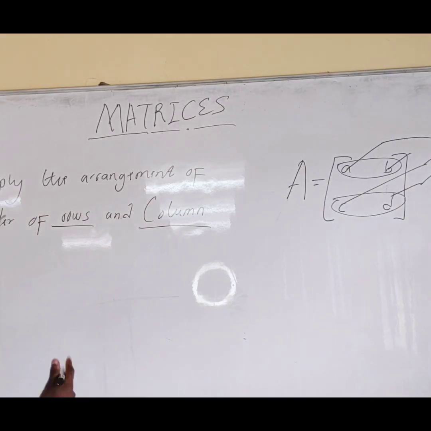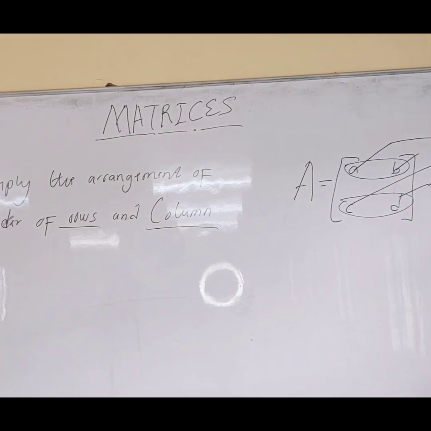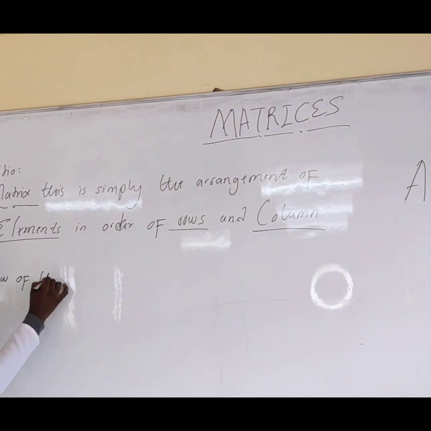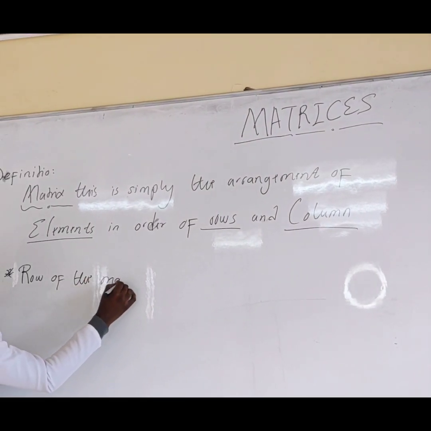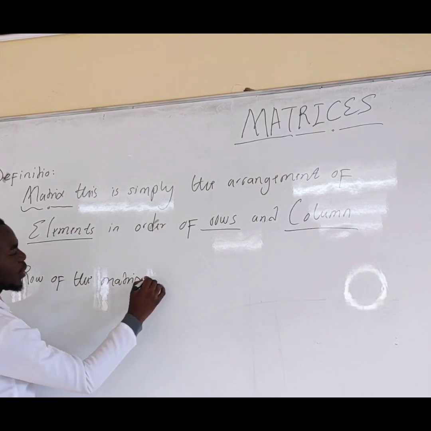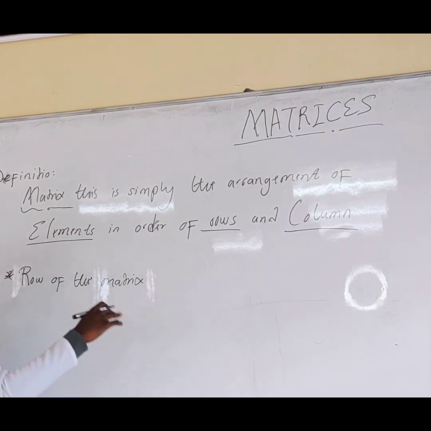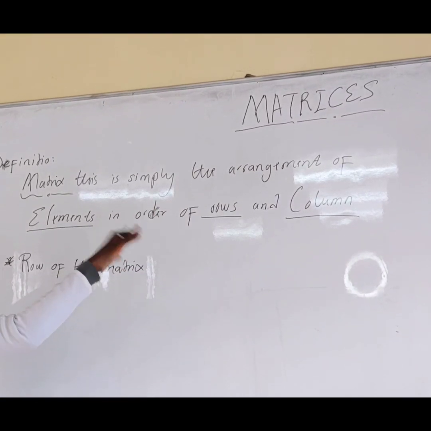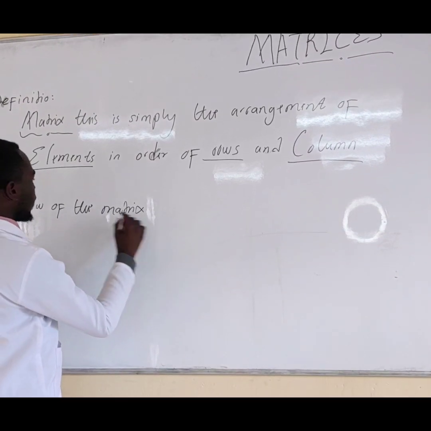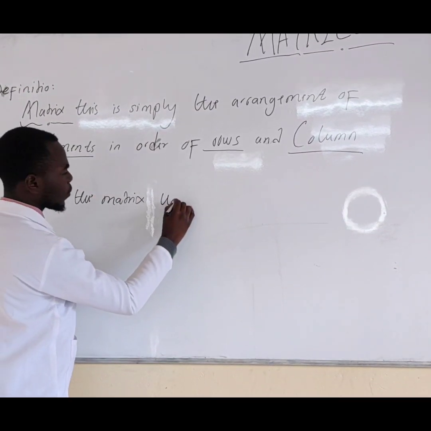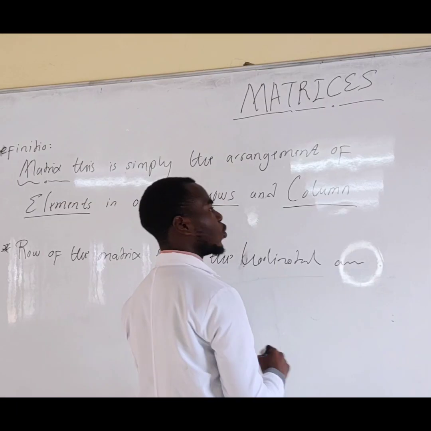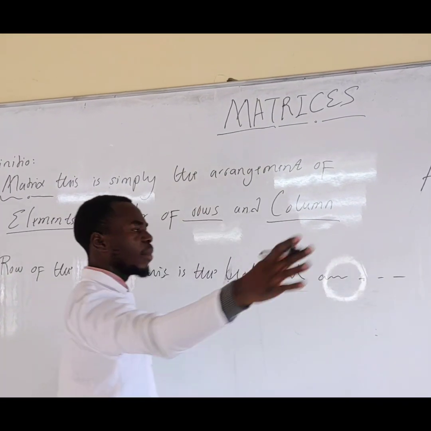So now what is the row? Let me come up with the definition of the row. A row of the matrix is just the horizontal arrangement of elements in a given matrix.